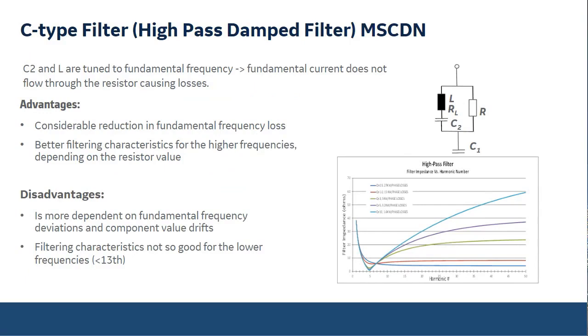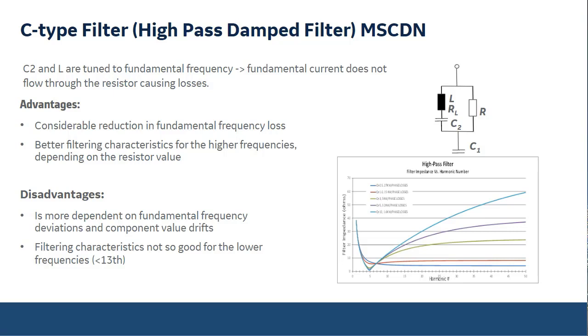The C-type, or wideband filter, is a high-pass damped filter. You can also find somewhere the term MSCDN, which typically refers to the C-type filter. This means mechanically switched capacitor damping network. So this is a more sophisticated name, but it's a C-type filter. The difference now with this wideband filter is that we have this auxiliary capacitor, C2.